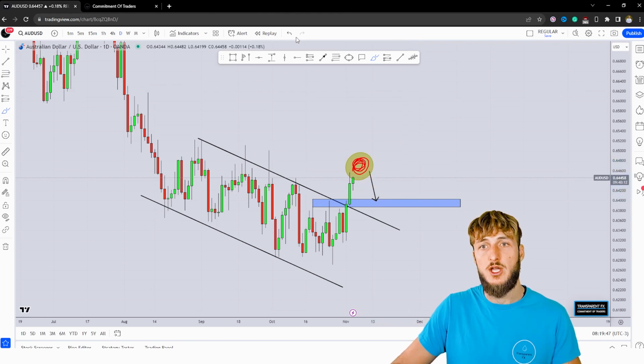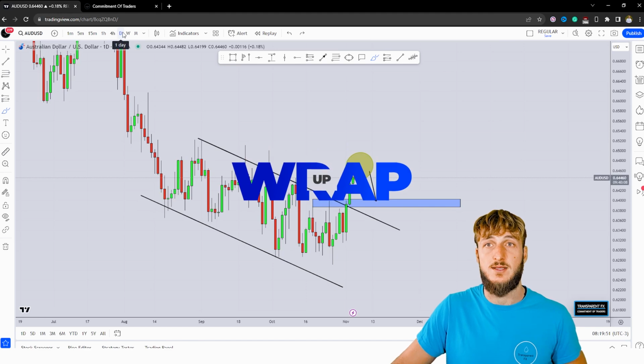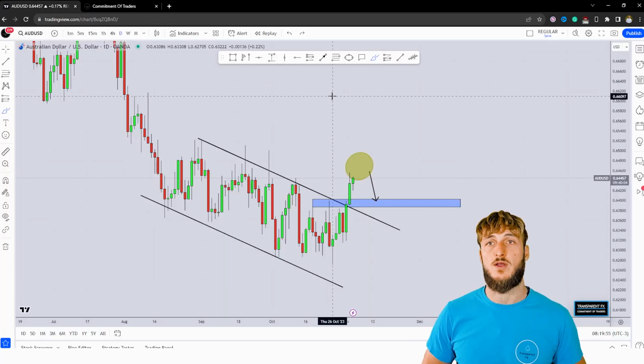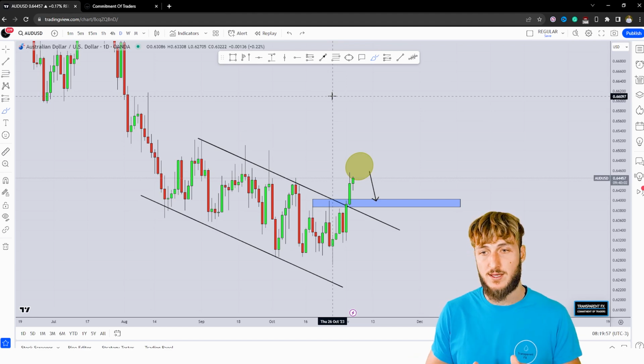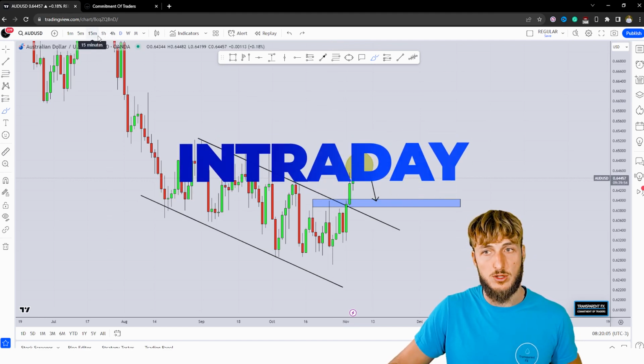Now, as usual, trading is reactive and not predictive. The monthly, weekly, and daily timeframes combined with the COT data, those are the best timeframes from a directional perspective. However, when it comes to confirmations and entries, the best timeframes are the intraday timeframes, so 4 hour and lower.